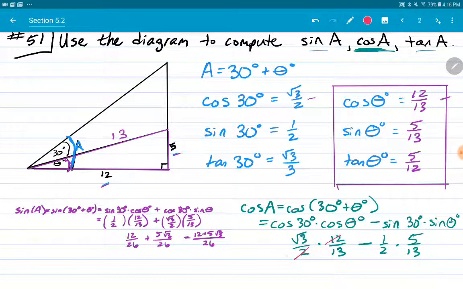2 and 12 reduced down to 1 and 6. I think that's all I can do. Which gives me 6 radical 3. Oh, I guess that was kind of a waste of time because I have to combine the common denominator, so let's undo that. Okay, so then I get 12 radical 3 over 26 minus 5 over 26, so all of that over 26. That's my final answer for cosine.